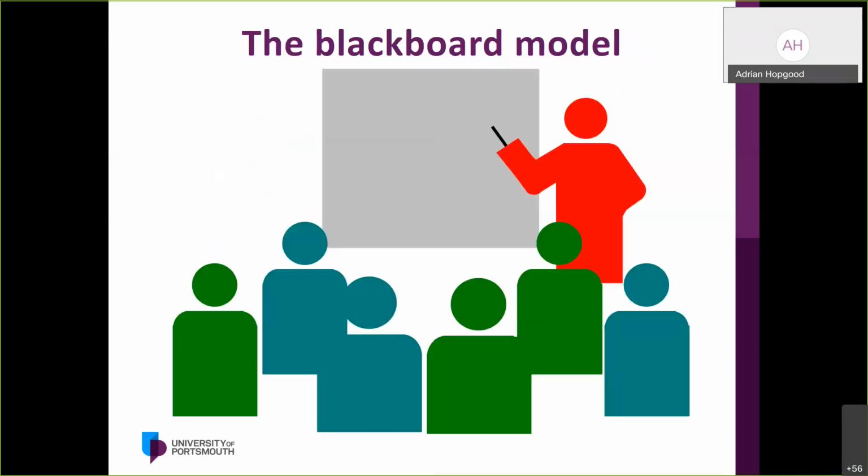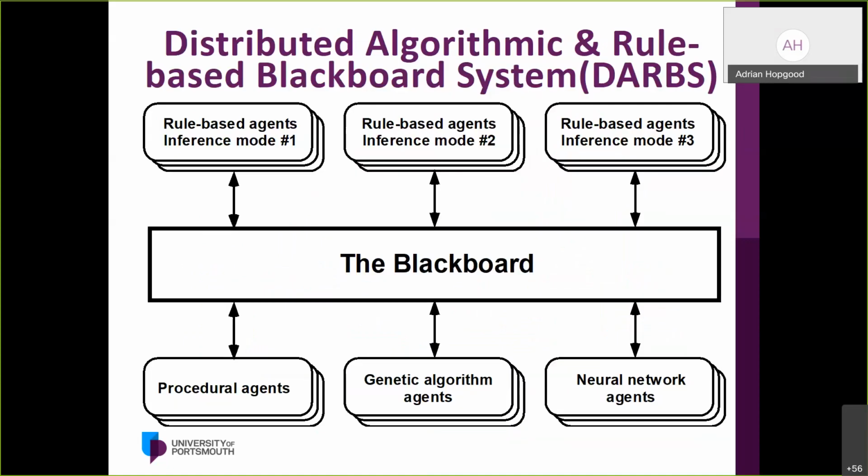It's meant to mimic a group of expert individuals gathered around a blackboard, or you might say a whiteboard, each of which has a marker pen and an eraser. One of them will pose a problem on the board. If any other one of the experts gathered around can see a way to contribute to solving that problem, they will add their contribution to the board, so a solution evolves. That's the model. We've built a software system called DARBS, Distributed Algorithmic and Rule-Based Blackboard System.